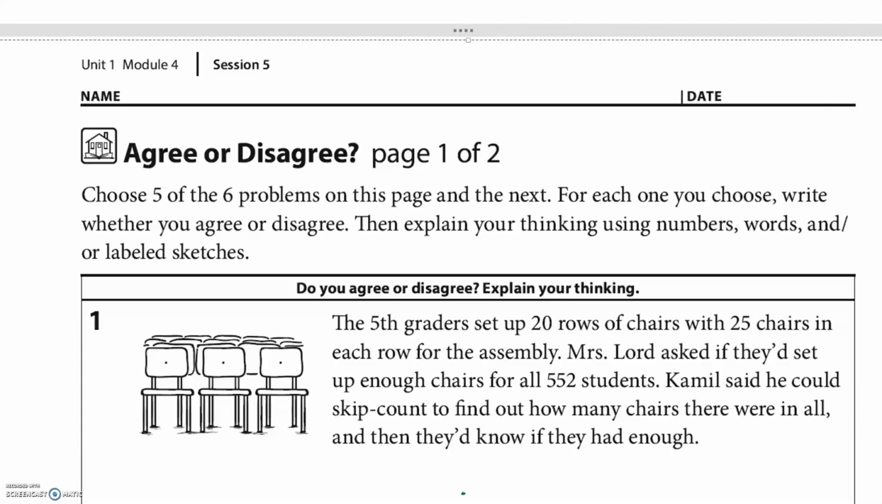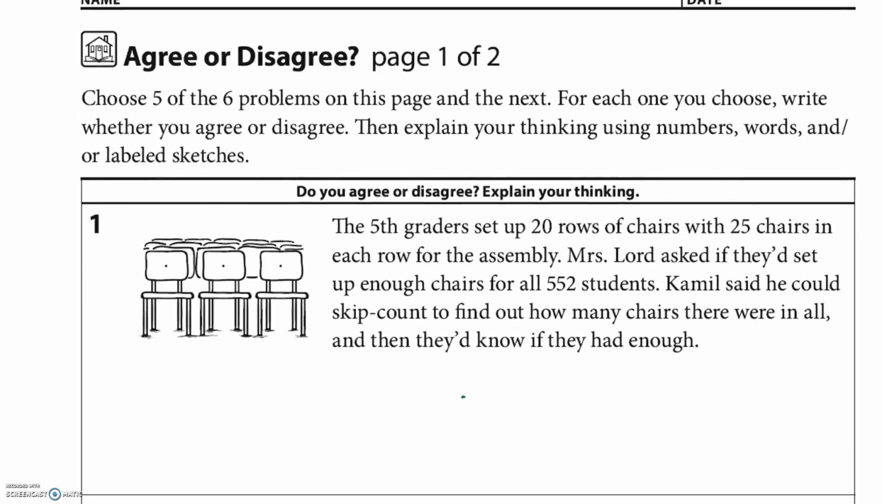All right, hey everybody. So this week's homework, Unit 1, Module 4, Session 5, last homework of Unit 1. It's kind of an interesting one, the agree or disagree. And so I'm going to go through all of them. I might leave the challenge one a little bit open for you guys, but we'll see how much time there's left. So, whether you agree or disagree, then explain your thinking.